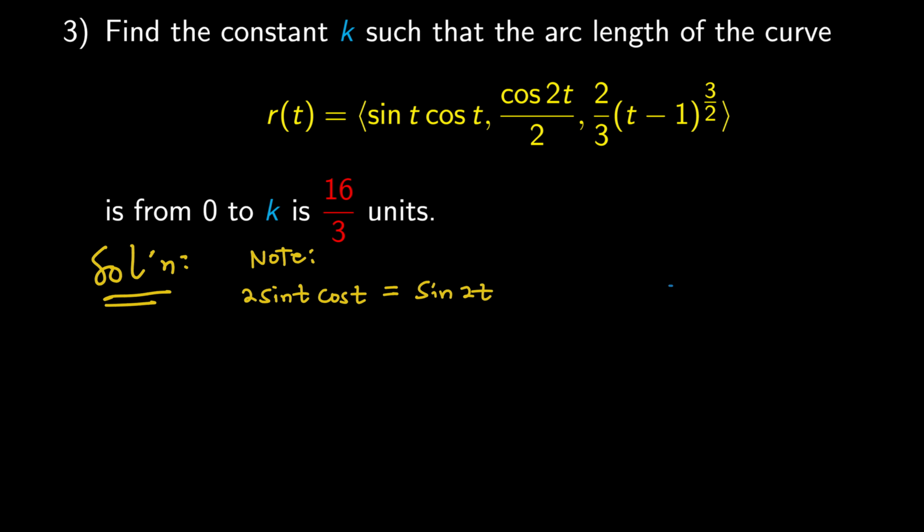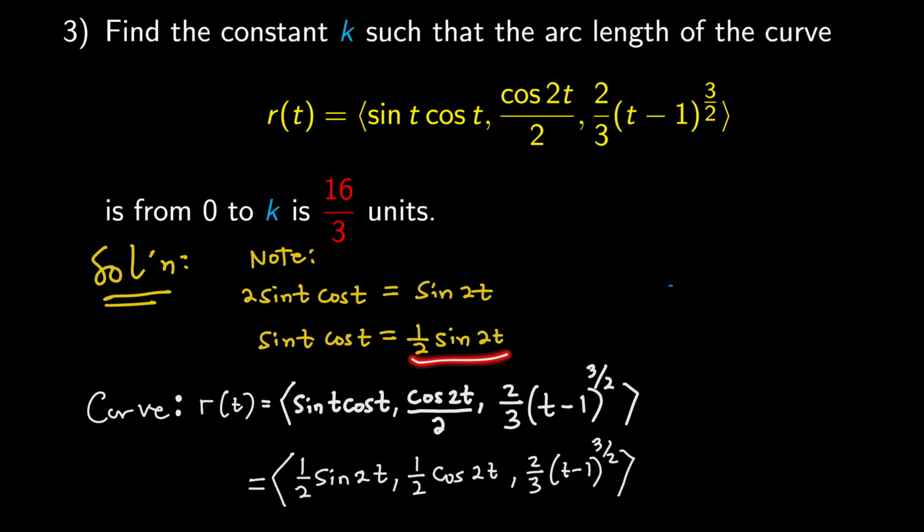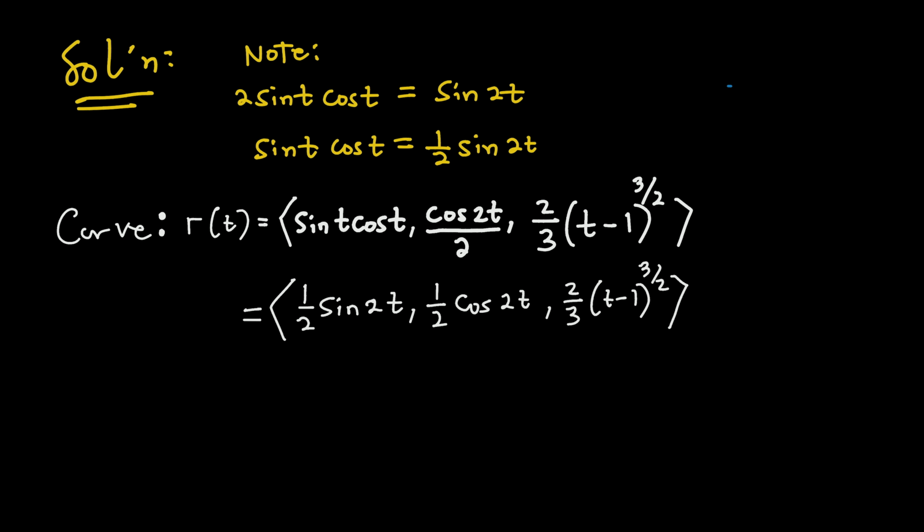Note that 2 sine t cosine t is equal to this one. And if we divide both sides, what we'll have is this one. So we replace the first component, sine t cosine t, by this term. So now, if you write your curve, instead of writing the original curve, we replace the first term with this one. So here we have our step 1.